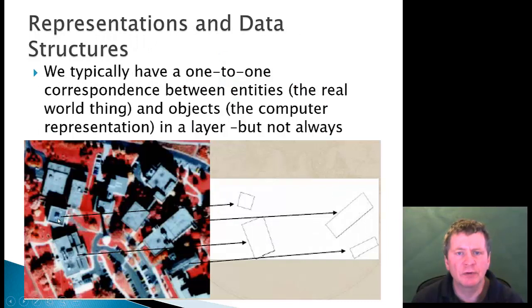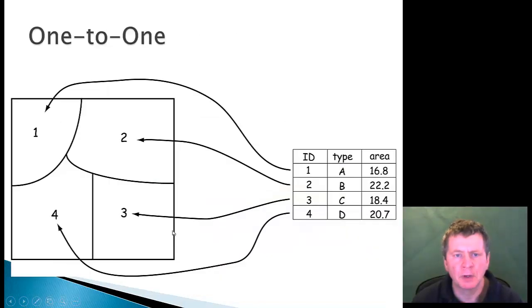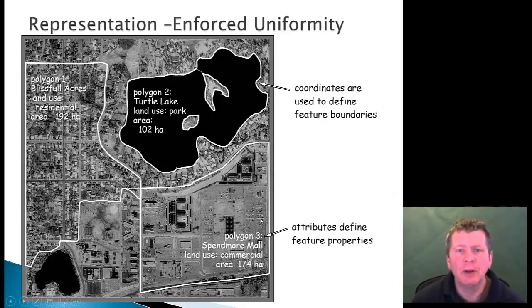Often we have a one-to-one correspondence between an entity and a real world. So here's again infrared photography here. And we're looking at this particular building in a one-to-one correspondence to polygons on the map. So one-to-one again. We may force uniformity to these. For example, here this could be a polygon which incorporates this entire area is defined as residential, and second polygon identified as a park, and the third polygon identified as commercial area.